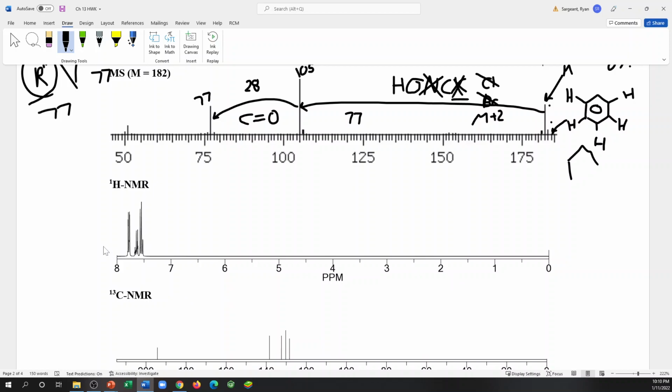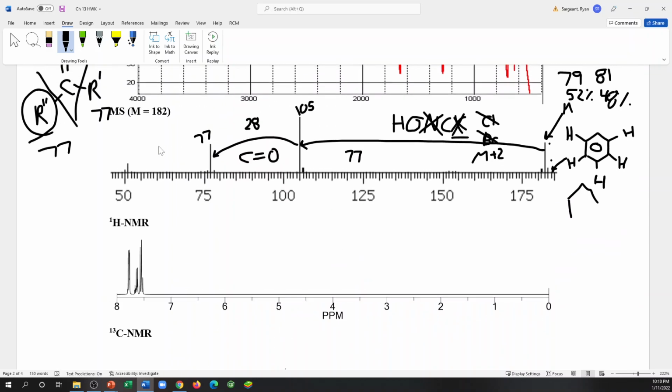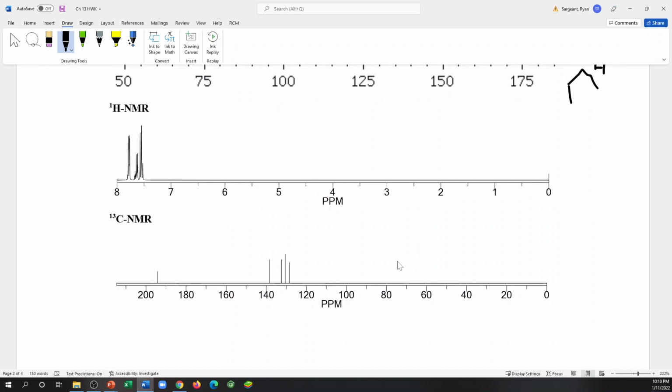In the proton NMR, I just have a flurry of peaks that show up between 6.5 and 8.5. That's standard for a benzene ring. So I just have a bunch of benzene hydrogens, which is nice. That means that whatever these units of mass are, there are no hydrogens that are not part of a benzene ring, which is absolutely consistent with my proposed compound.